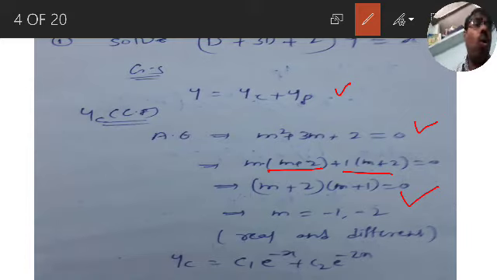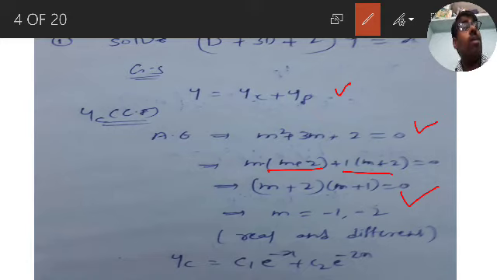So go back to solving the homogeneous differential equation. Once you get the roots of the auxiliary equation, if roots are real and different, how to write the general solution? And if roots are real and equal, then what is the solution? And when roots are complex, what is the solution?